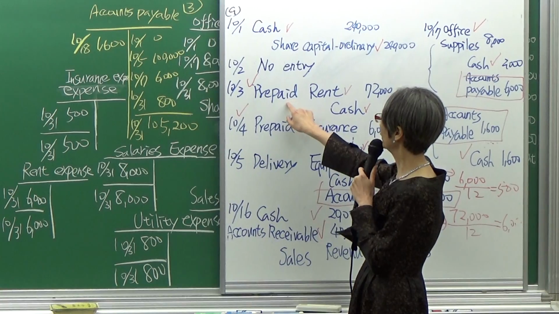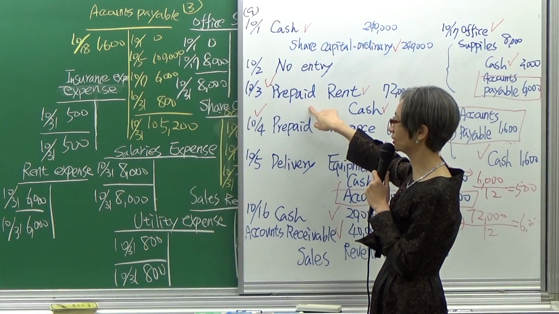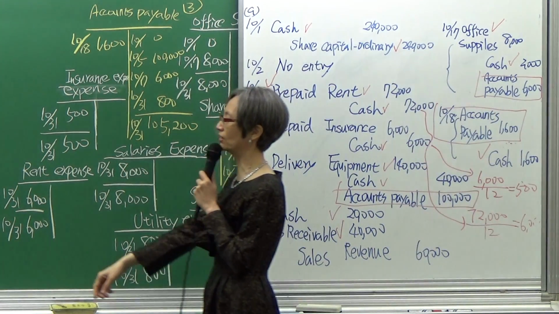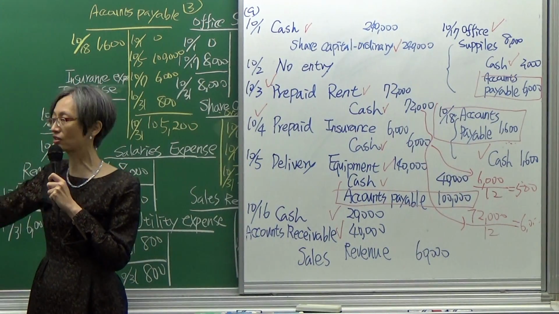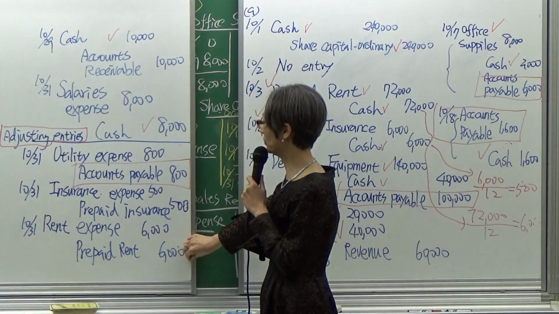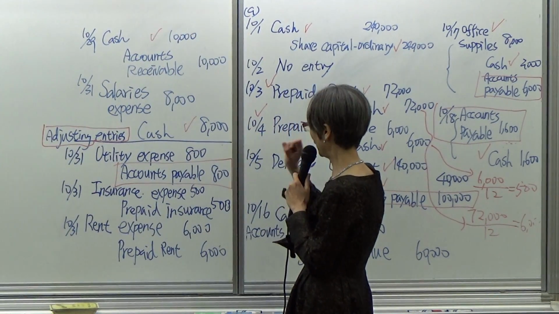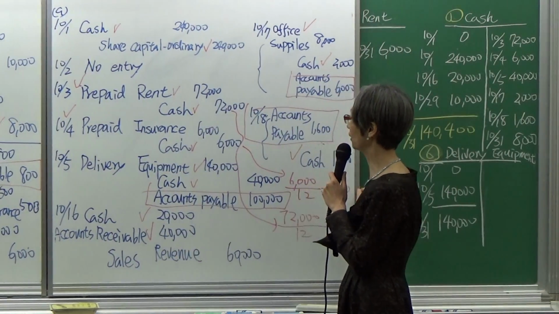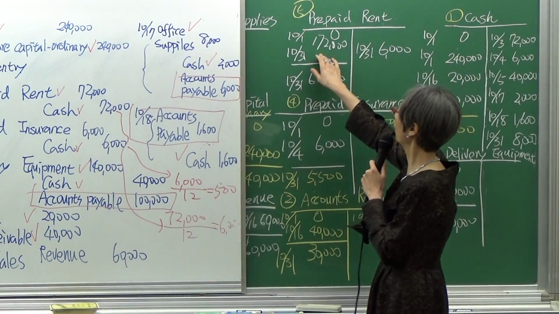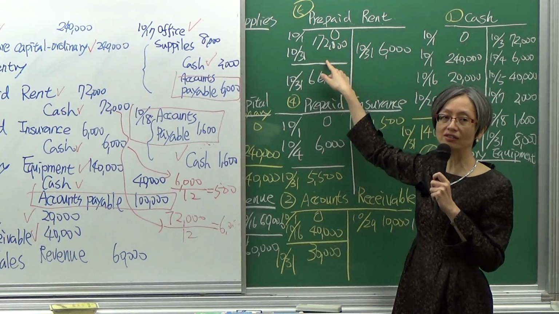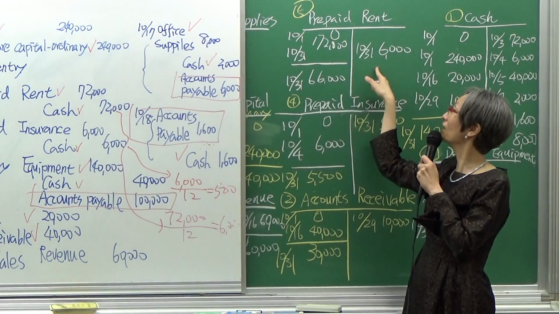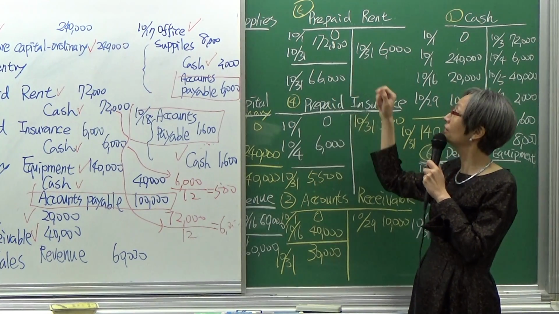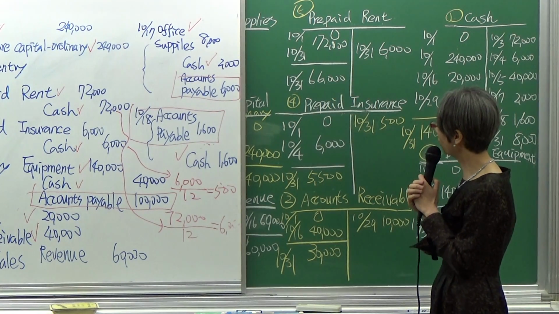Next, we will see the prepaid rent. First, we do not have a beginning balance. However, on October 3rd, we debited prepaid rent for $72,000, and on October 31st, we credit prepaid rent for $6,000. So we write the T account this way. First, the beginning balance is 0, 72,000 minus 6,000. The final balance will be 66,000 at the end of the month.